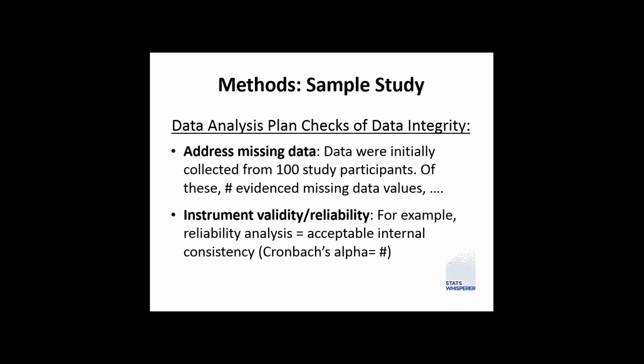Right, another check of data integrity, missing data. Do we have any missing data? How much missing data do we have, right? We want to list that. And then, like we said, anything relating to instrument validity or reliability, we want to list, from prior studies, as well as any psychometric properties such as a Cronbach's alpha, all mentioned here.